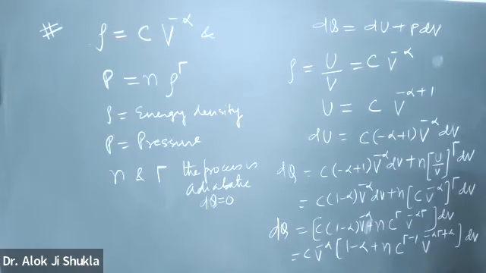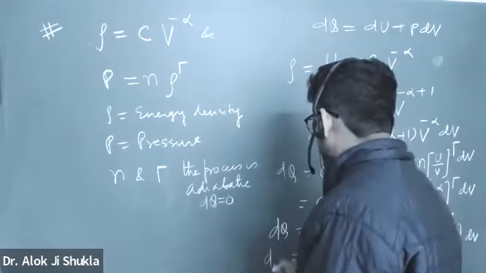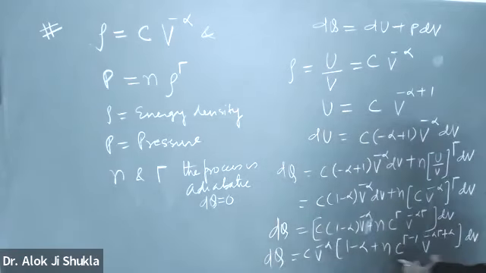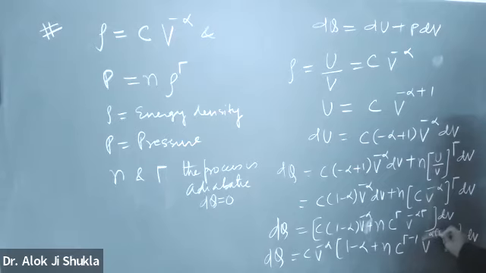So if you want the process to be adiabatic, that means this bracket should go to 0. Correct? Yes, sir. So what will be the value? V to the power, what will it become? Alpha, 1 minus gamma. Yes, sir.